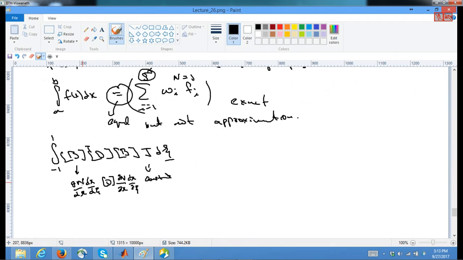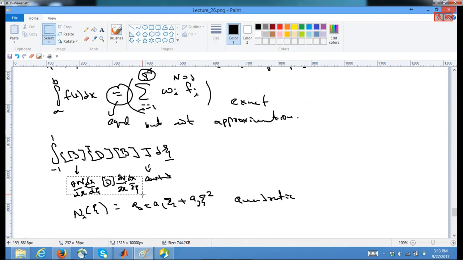Let's say if this shape function N_i, or whatever you want to call it, is quadratic, that is a naught plus a1 eta plus a2 eta square. I don't know what I've done, so let me redo it. So this is dou n by dou x, and this is dou n by dou x.